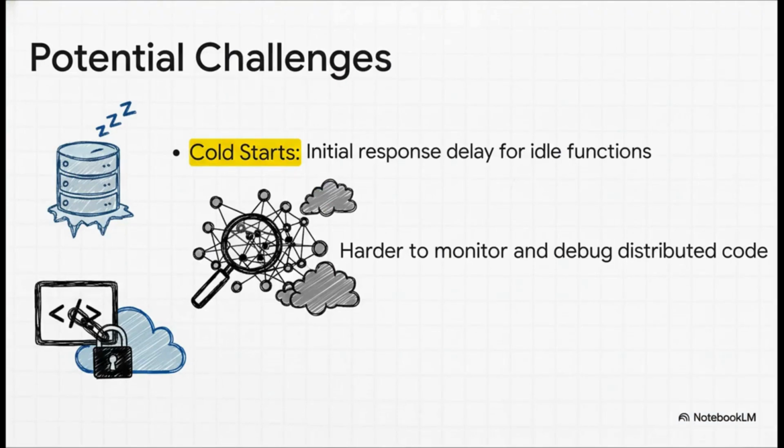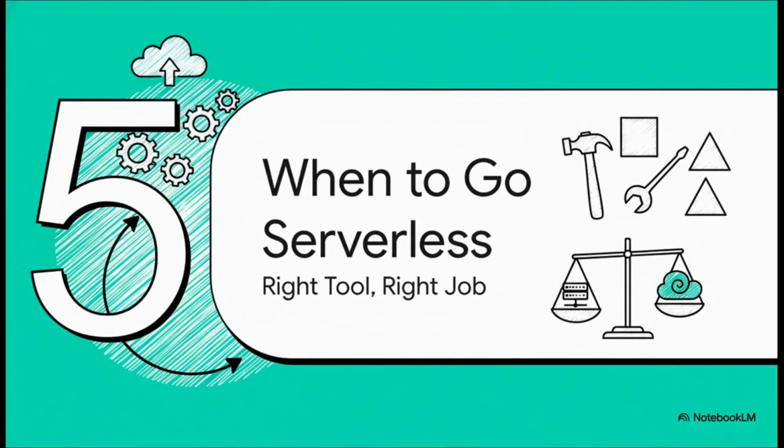First is something called cold starts. That's a tiny delay on the very first request after your function has been idle for a while. It has to wake up. Second, observability can get tricky. When your app is made of hundreds of tiny functions, it can be harder to see the big picture and figure out what went wrong. And finally, there's vendor lock-in. That's where you get so tied into one cloud provider's system that switching to another one becomes a huge, expensive headache.